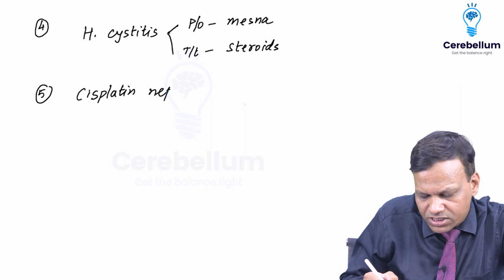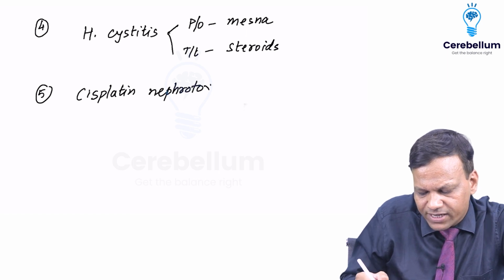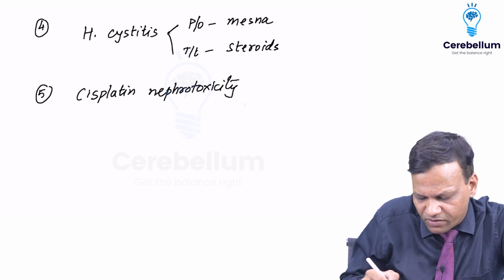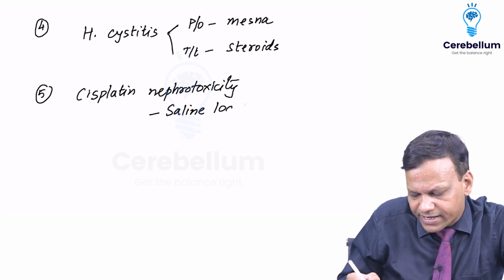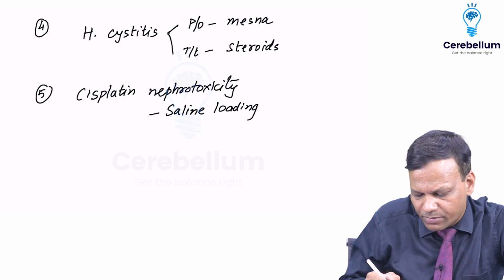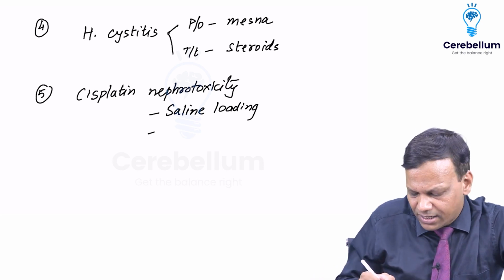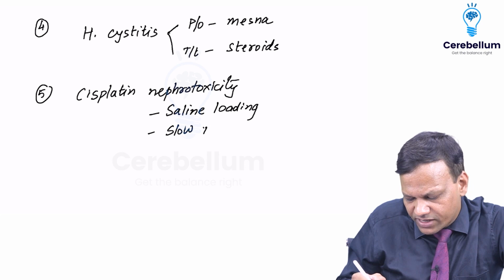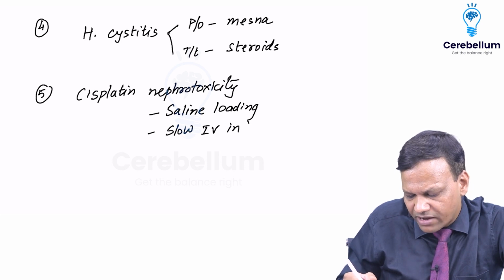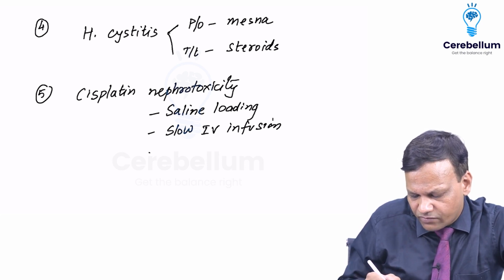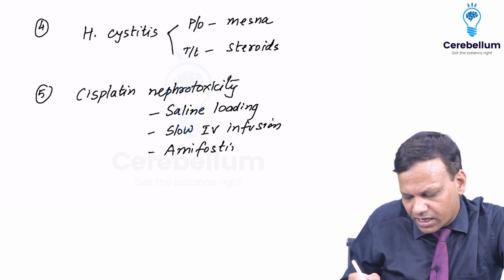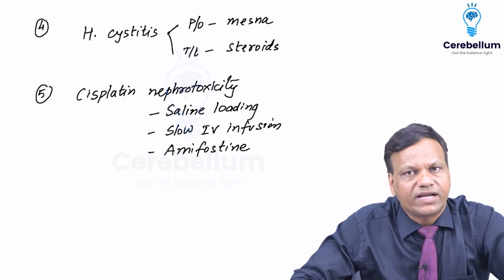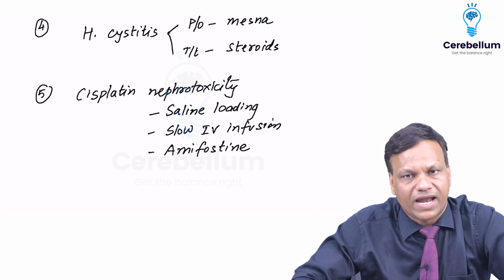Then cisplatin-induced nephrotoxicity. So how to prevent that? We already discussed 3 methods to prevent. One, saline loading. Give a lot of normal saline before giving cisplatin so that it becomes diluted in the kidney. Second, slow IV infusion. Always give cisplatin slowly, never fast. And third, we can use a drug called amifostine. Amifostine can be used to prevent nephrotoxicity due to cisplatin.